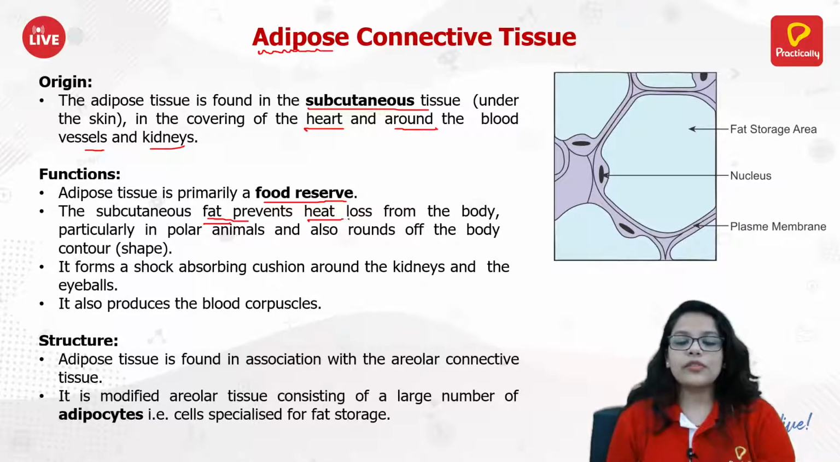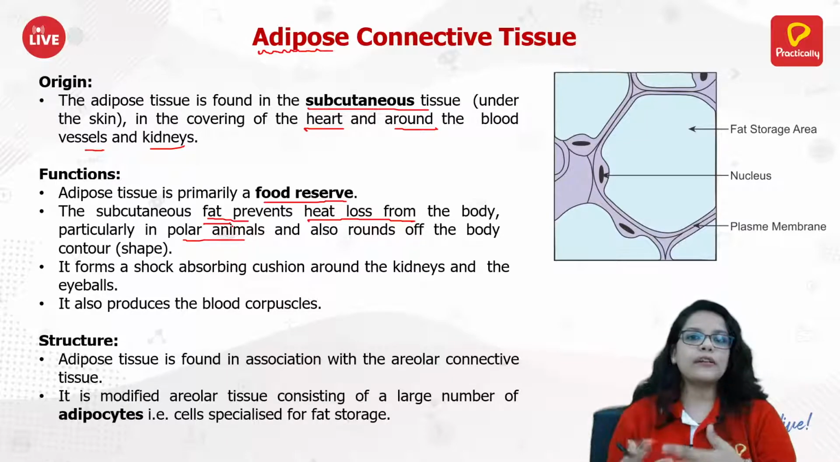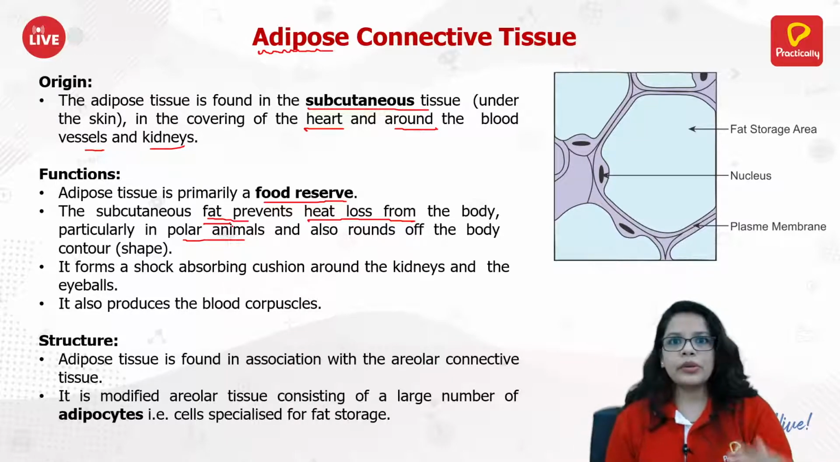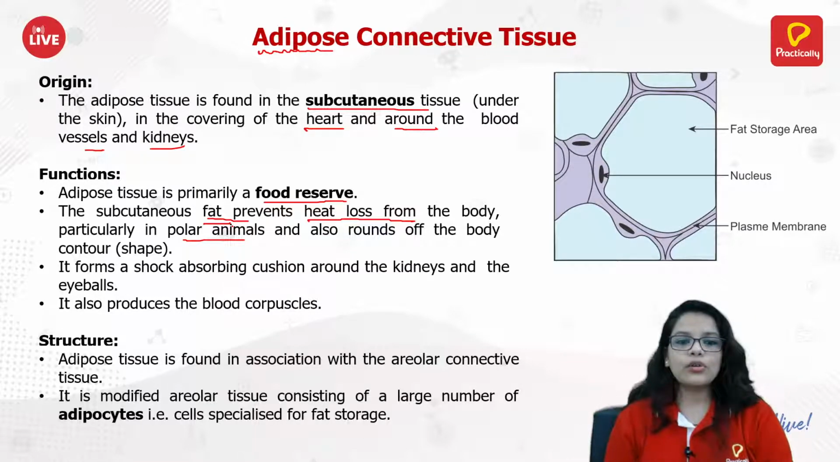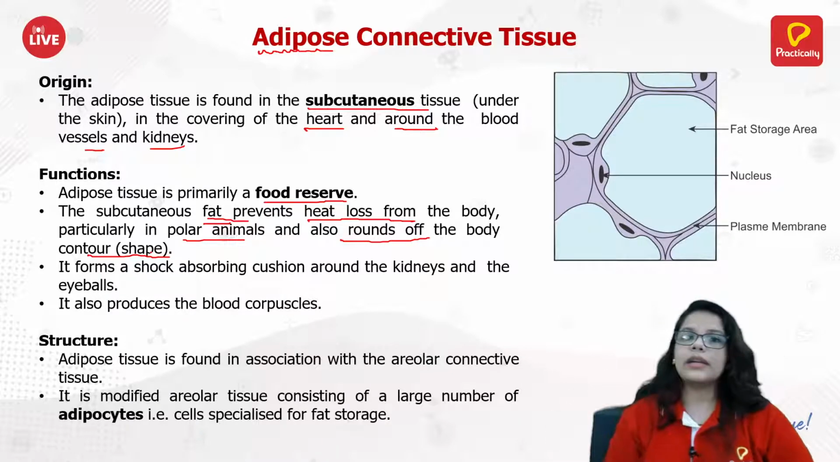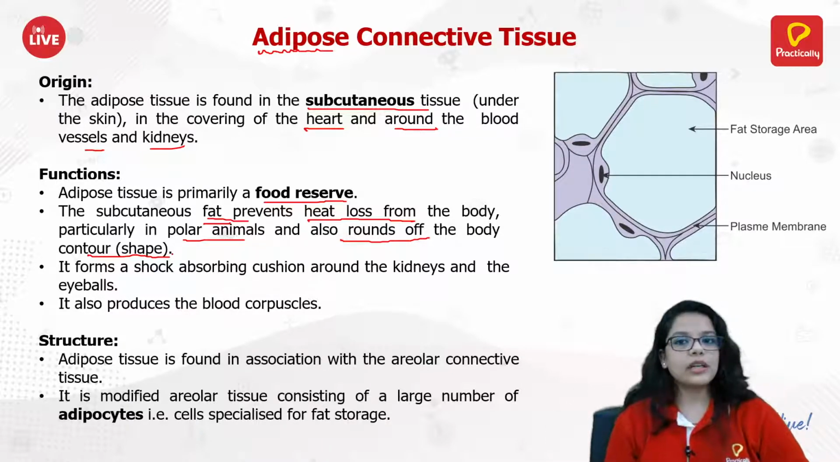It prevents heat loss from the body, particularly in polar animals, like bears and penguins. They have these kinds of tissues. Because of these tissues, the heat is contained in the body. Polar areas are so cold that otherwise they would have died, they would have frozen. But because they have these tissues, they are protected against that cold temperature. It also rounds off the body contour, so the body shape is maintained with the help of adipose connective tissue.